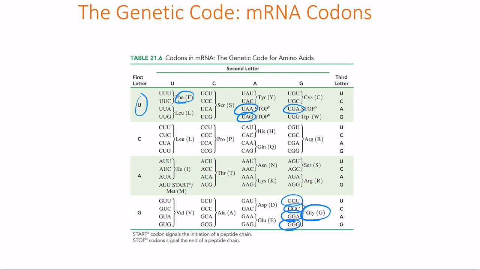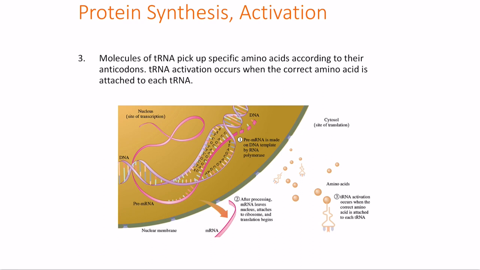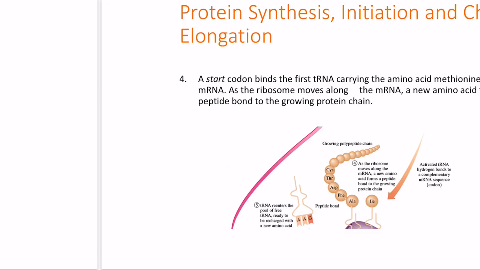Now the molecules of the tRNA, what is the tRNA? tRNA is the transfer RNA, the ones that pick specific amino acids according to their anticodons. Remember that the codons are the ones on the mRNA that are detected by the anticodons. The anticodons are the ones that are going to ask the tRNA to bring the specific amino acids that are needed to bond to the structure. Now the tRNA activation will occur when the correct amino acid is attached to the tRNA.